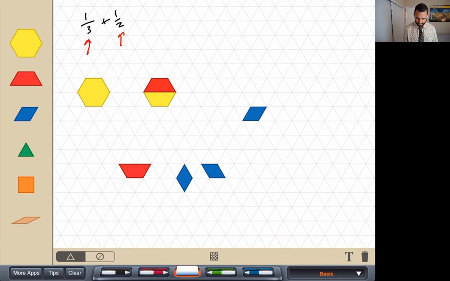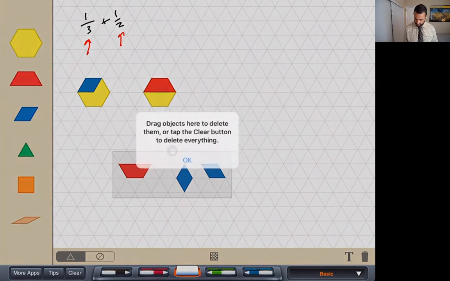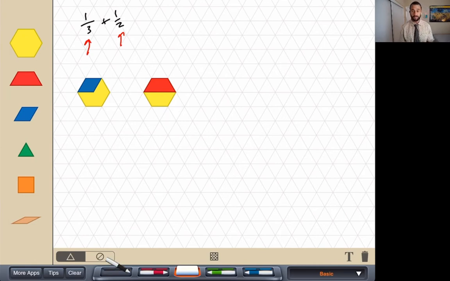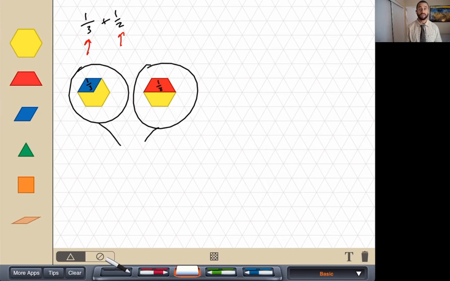So I'm going to put that there, and I need 1/3. Here's 1/3. Let me erase these things. There we go. Drag those to the trash. Okay, and now I'm just going to label what each one of those things is representing. I'm going to say 1/3 plus 1/2. And then we're going to do exactly what we did before, where we have these circles and they come together. That's exactly what we're going to do, okay?